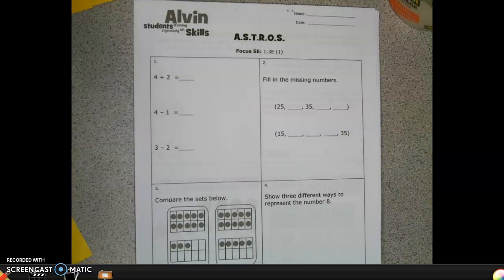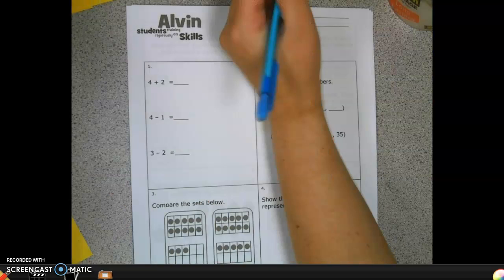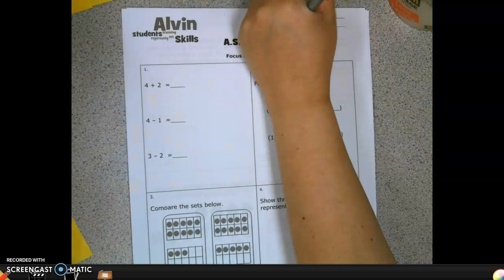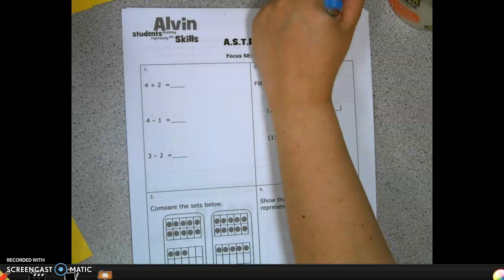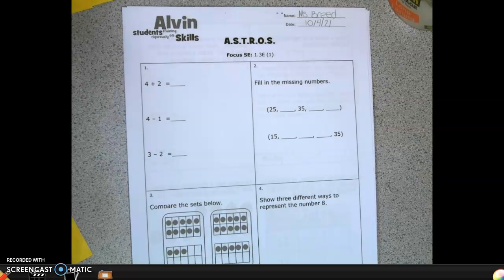Today we're going to be doing 1.3E1. So the first thing we're going to do is write our name and our date. I'm going to write my name and my date. Now I'm going to look at my first problem.